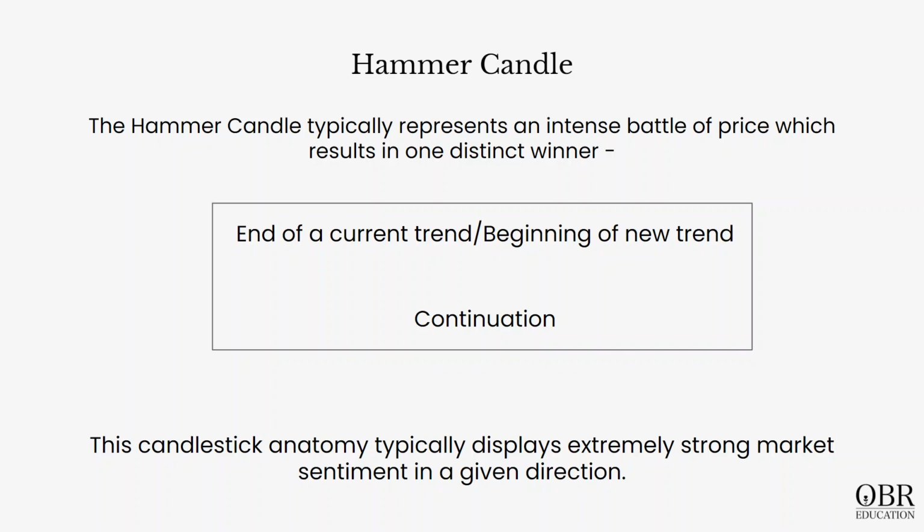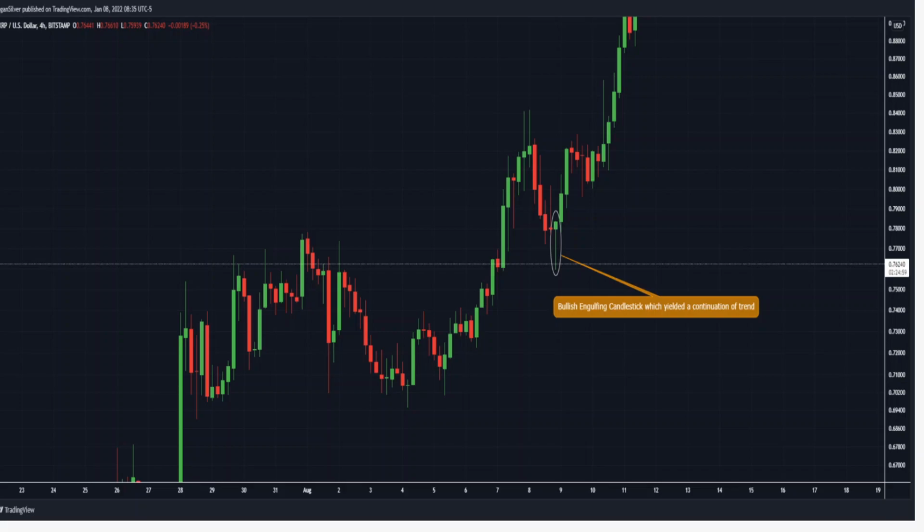This candlestick anatomy typically displays extremely strong market sentiment in a given direction, whatever direction that candle prints, really. We made sure to use the word extremely there because an engulfing candle can show strong market sentiment, but the hammer candles are really, really strong sentiment. We can see this from a visual here. Logan, what is this on? This is XRP.